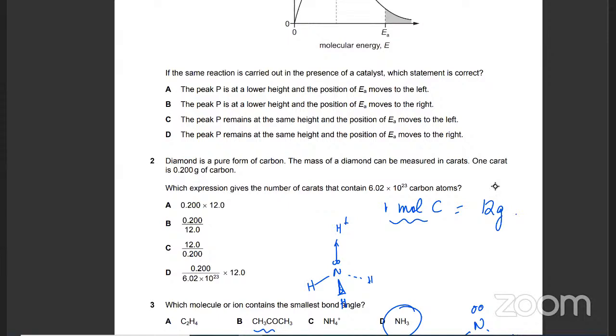He's asking which expression gives the number of carats. So how many carats is this? 12 divided by 0.2. Yeah, because 1 carat is 0.2 grams. So if you have 12 grams, that will be 12 divided by 0.2. Basically, these many atoms have a mass of 12 grams. It's the Mr. It's 1 mole.